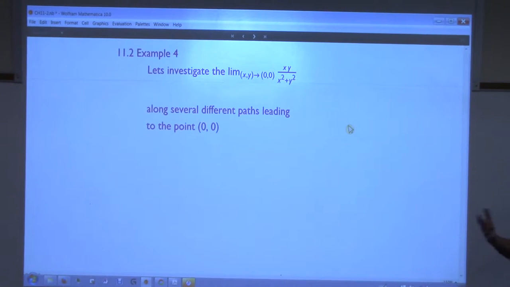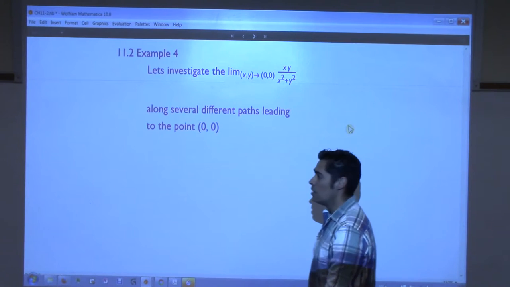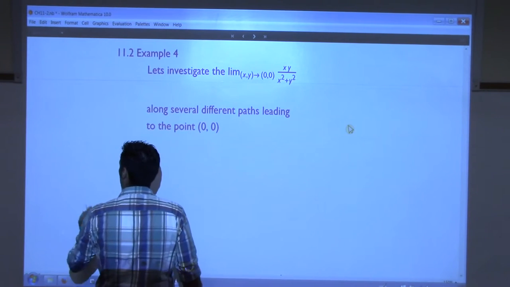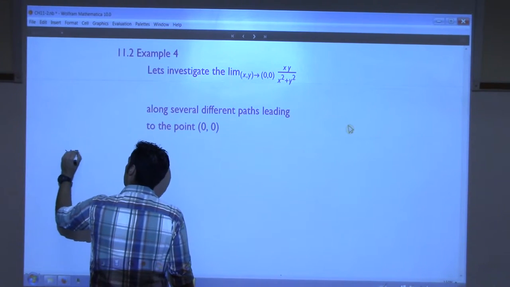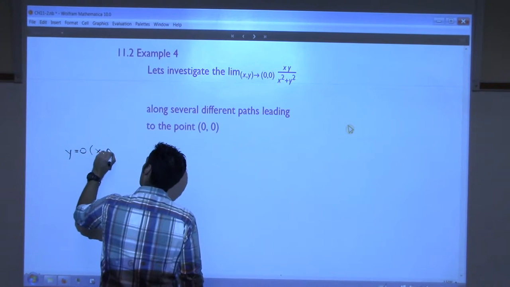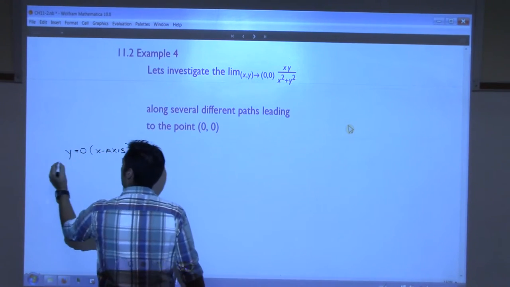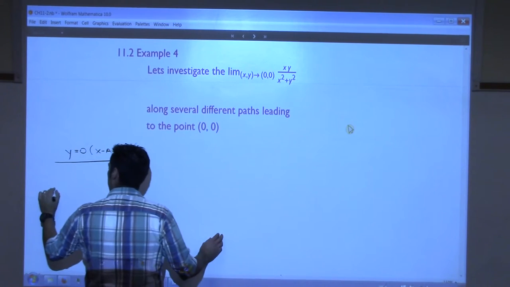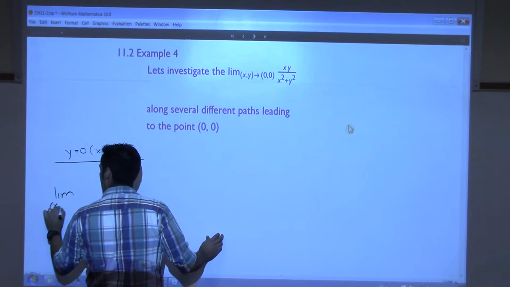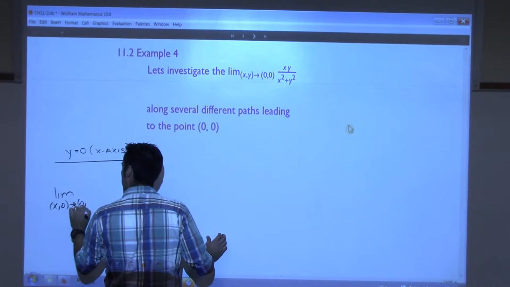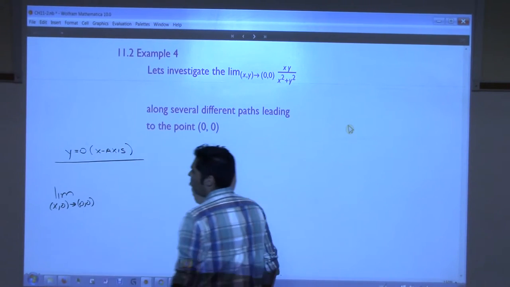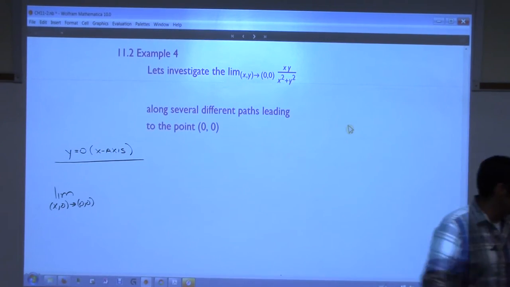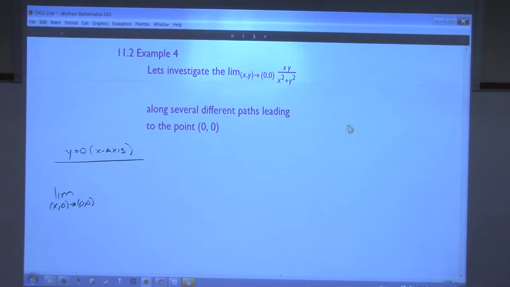So let's go back to our... kind of always proceed this way. Always start with maybe the x-axis, then go to the y-axis. Okay, if I'm going to go along the x-axis, I'm going to let y be 0 first, right? This limit is going to be the limit as (x, y) approaches (0, 0) of, now replace y with 0 in there, and what do you get?